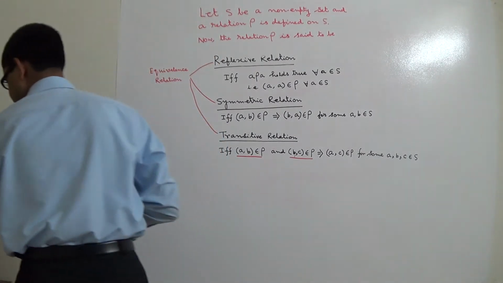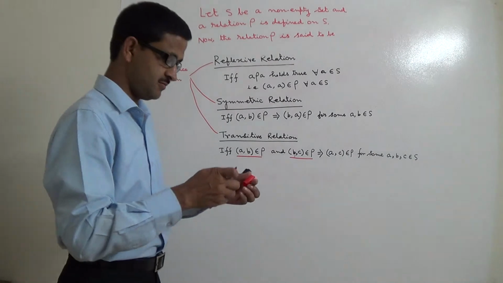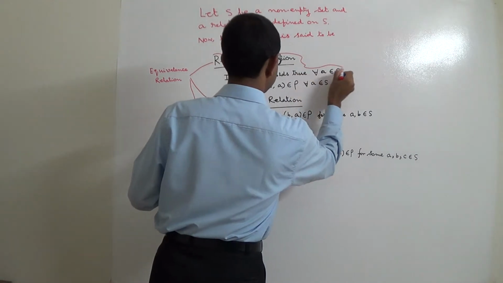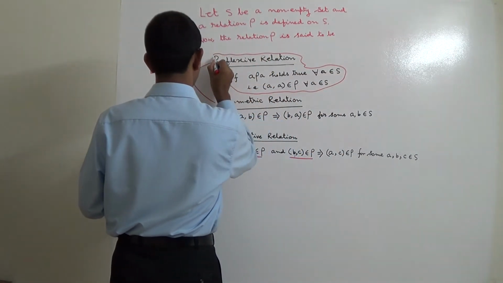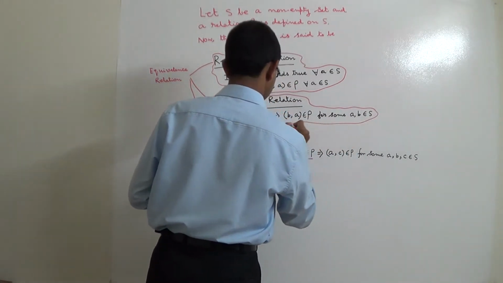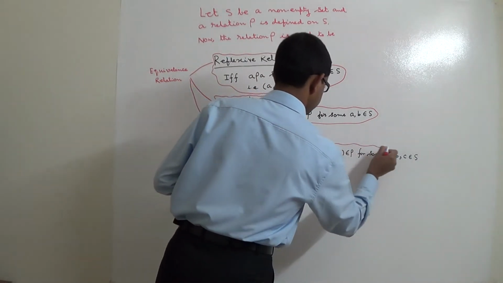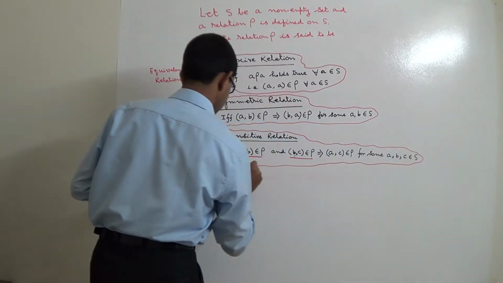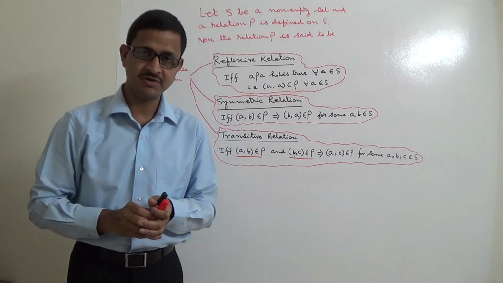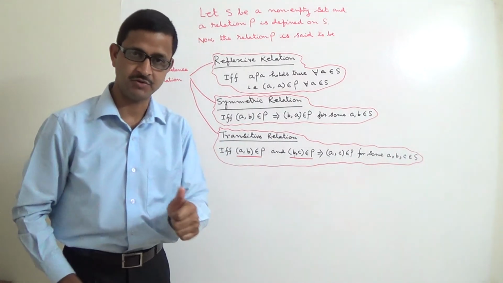Alright. Before that, I suggest you please have a detailed look into the reflexive relation. This is the part of reflexive relation. This is the part of symmetric relation. And this is the transitive relation. I will suggest you spend a couple of minutes understanding this very clearly. After that we will go to the example.